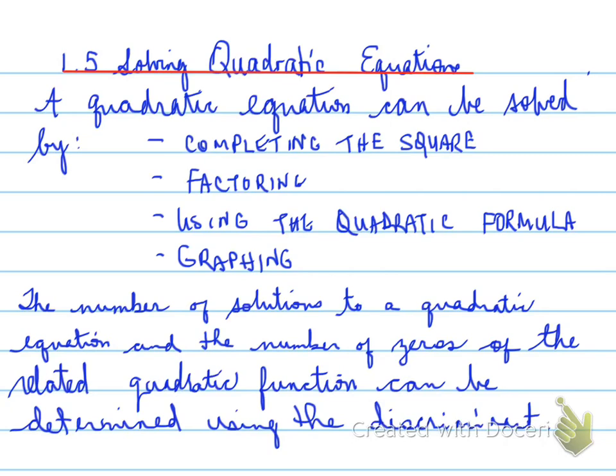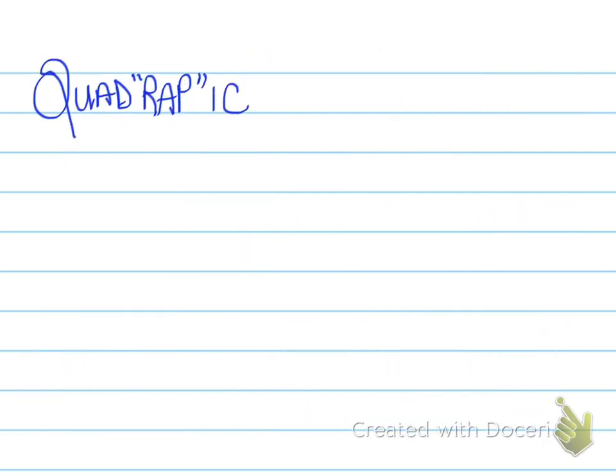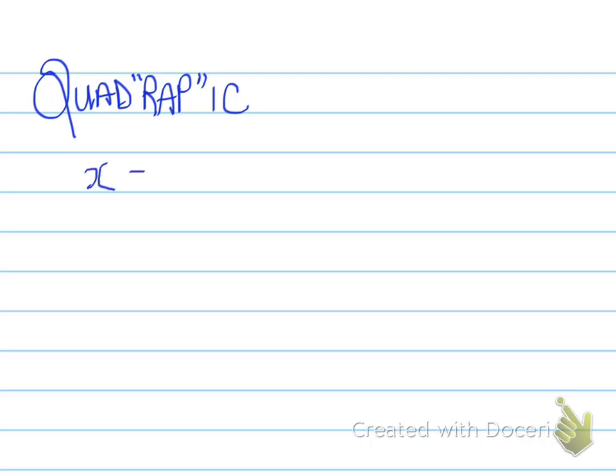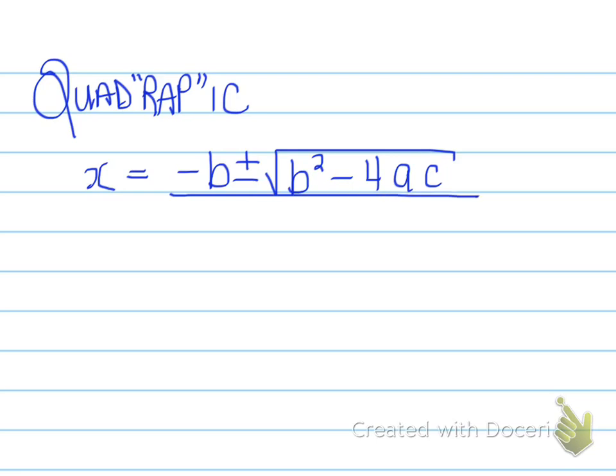What is the discriminant? Well, first we need to look at the quadratic formula. So we're going to do a little song called the Quadratic to remember the quadratic formula. That is, x equals negative b plus or minus square root b squared minus 4ac all over 2a.